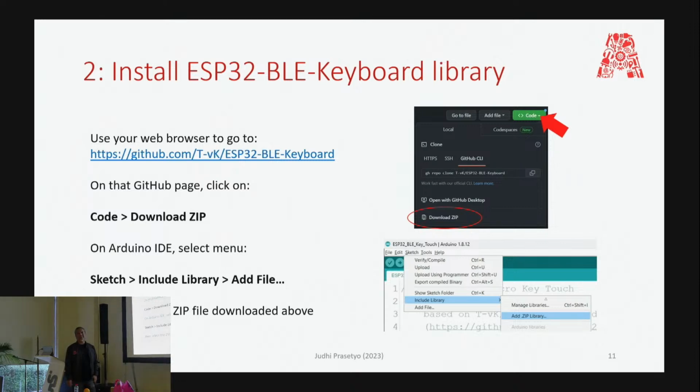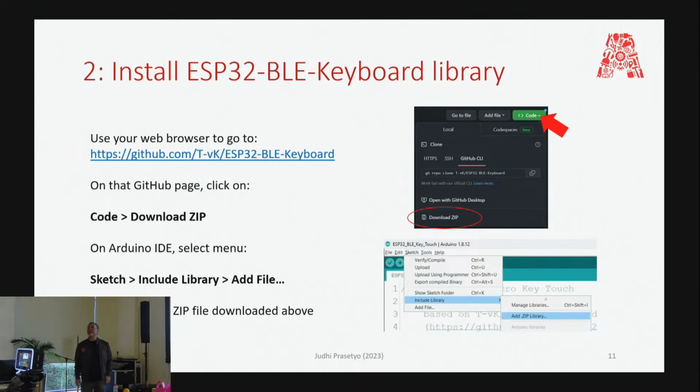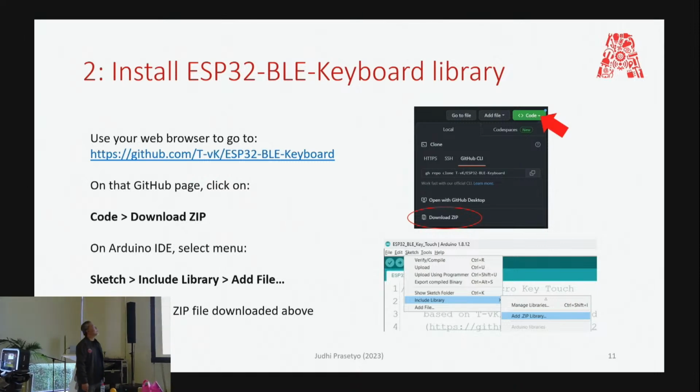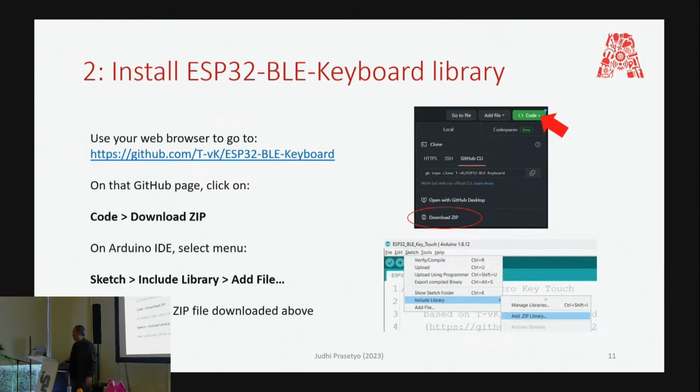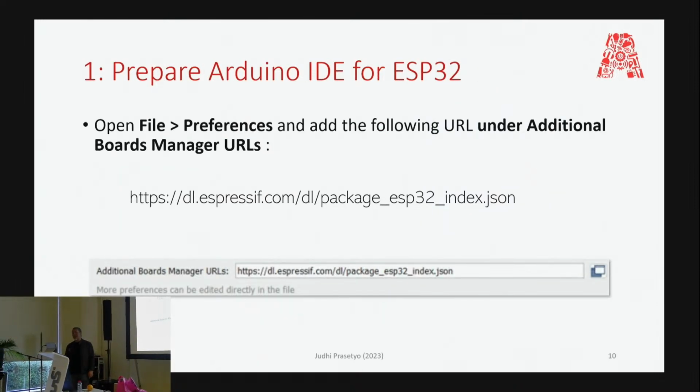Download it. You don't know how to. Which one? DL. DL. The previous one, yeah? Yeah, this one. DL. DL for download. Yeah. dl.espressif.com/dl/package_esp32_index.json.